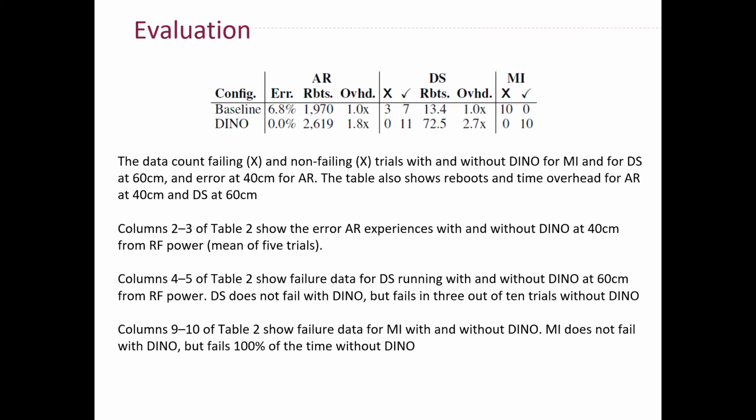The data count failing and non-failing trials with and without DINO for MIDI and for DS at 60 centimeters, and the error at 40 centimeters for AR. Since all three of these are wireless, you need to also calculate the distance, and that distance defines how long you will have your positive cycle.